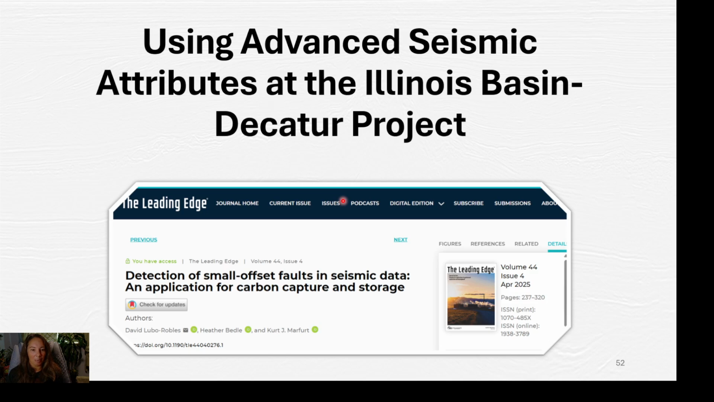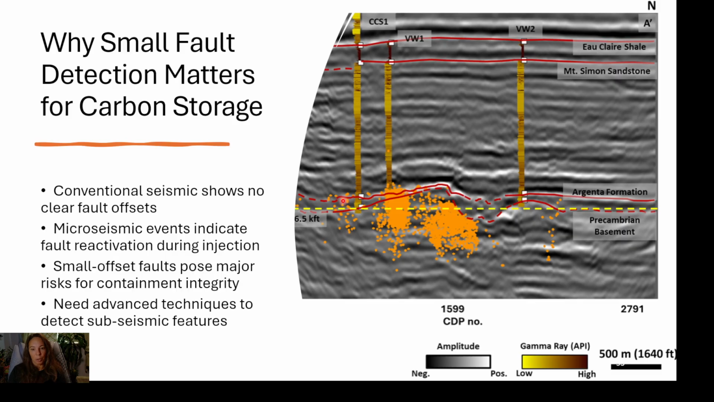So this was a paper that was just published, led by my research partner, David Luba-Robles, looking at the detection of small offset faults in seismic data. So we're looking in an area where they're evaluating it for carbon capture. And what's been interesting in this part of the Illinois Basin is there's been a lot of microseismic events. And so we're using that microseismic data as kind of like a proxy for where these sub-resolution faults are located.